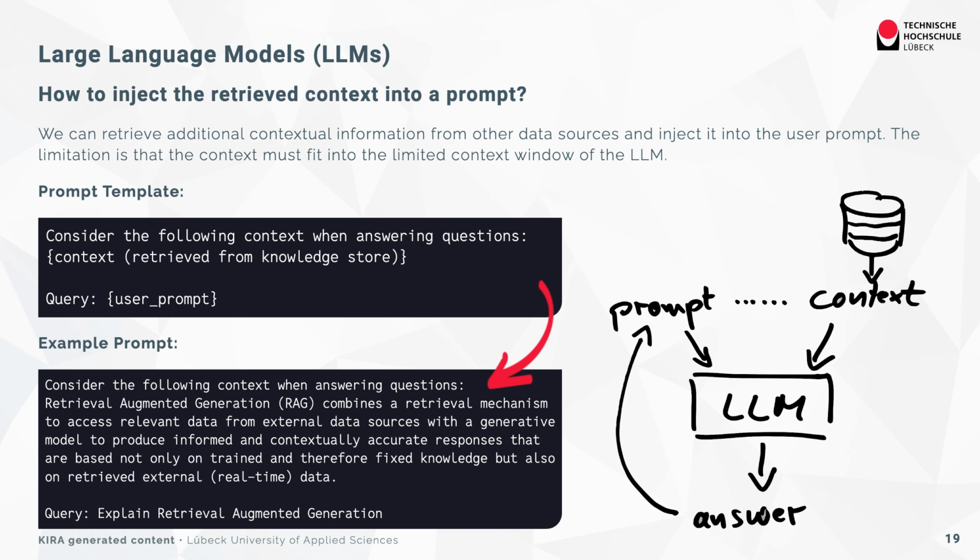We can retrieve additional contextual information from other data sources and inject it into the user prompt to address this limitation. However, the context must fit within the limited context window of the LLM. This method combines the strengths of retrieval mechanisms and generative models, leading to more informed and contextually accurate responses. To implement this technique, we use a structured prompt template that simply provides a placeholder for the context obtained from the vector store. It's pretty simple.